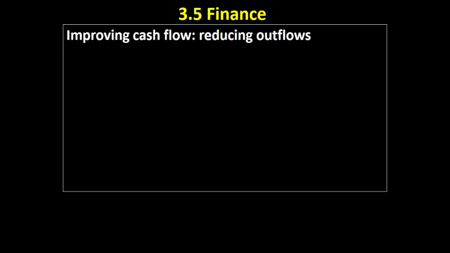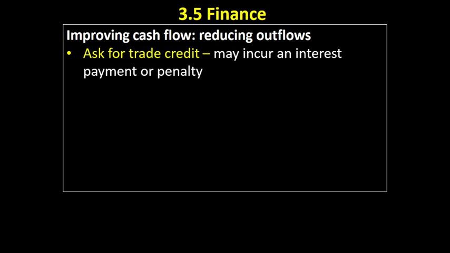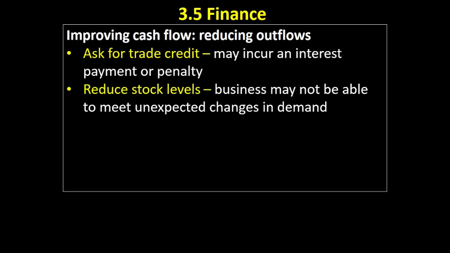Okay, so we could try and reduce our outflows. How could we do that? We could ask for trade credit. In other words, we get our supplies. In the bakery, we get our flour, we manufacture the bread or bake the bread and sell it. So we've got the money in, but we ask if we can delay payment for the flour. So that allows us to have a time where we've got the money that we've generated from sales, but we haven't yet paid for the raw materials. However, this could incur an interest payment or a penalty from our suppliers who would rather they had the money up front.